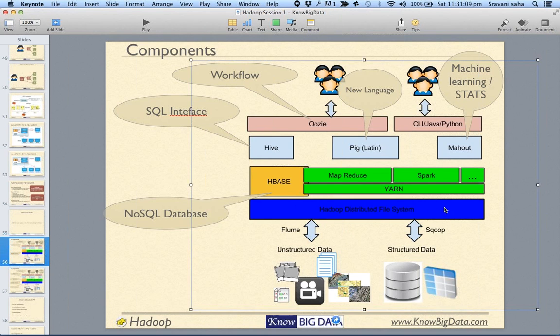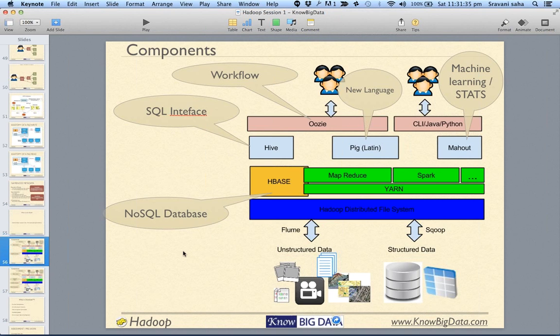So on the top of HDFS, we have HBase. HBase is a NoSQL database which runs on multiple machines. It stores its data onto HDFS, and there are multiple things HBase provides. If the data you want to store is in a tabular format, then you use NoSQL data.